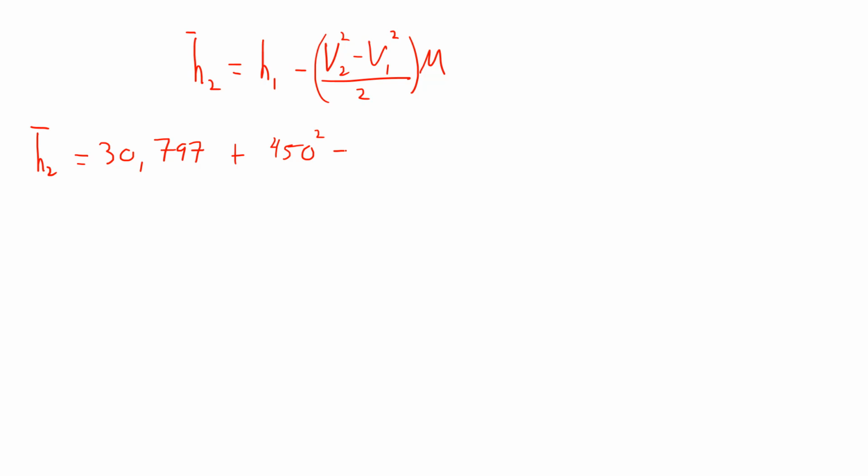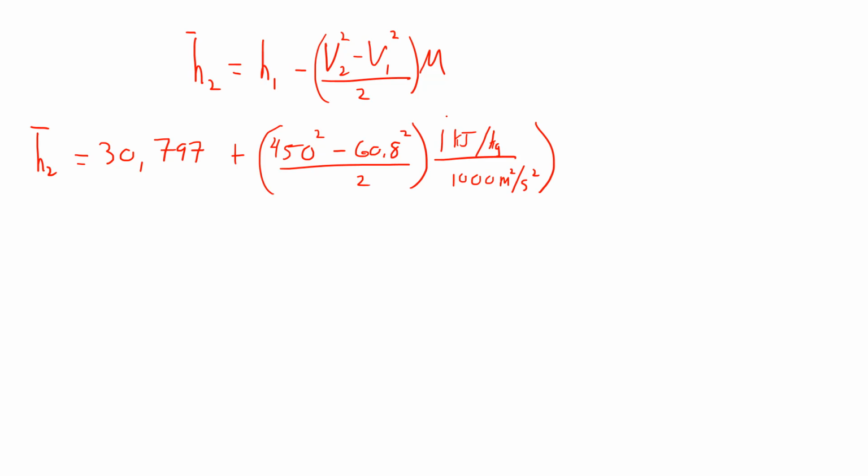my velocity out squared minus my velocity in squared, all divided by 2, is my kinetic energy. Then I convert it from meters squared per second squared into kilojoules per kilogram. Then I multiply that again by the molar mass of carbon dioxide gas, which is 44.01 kilograms per kilomole. And then I can solve directly for H2.